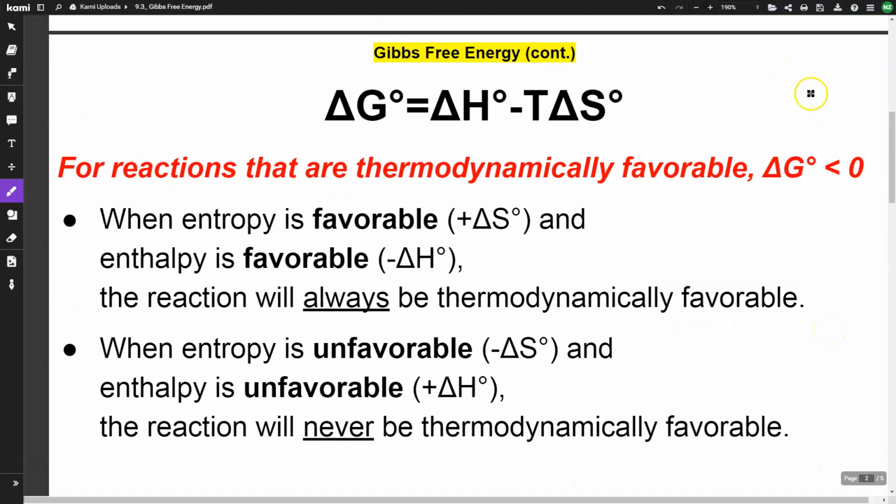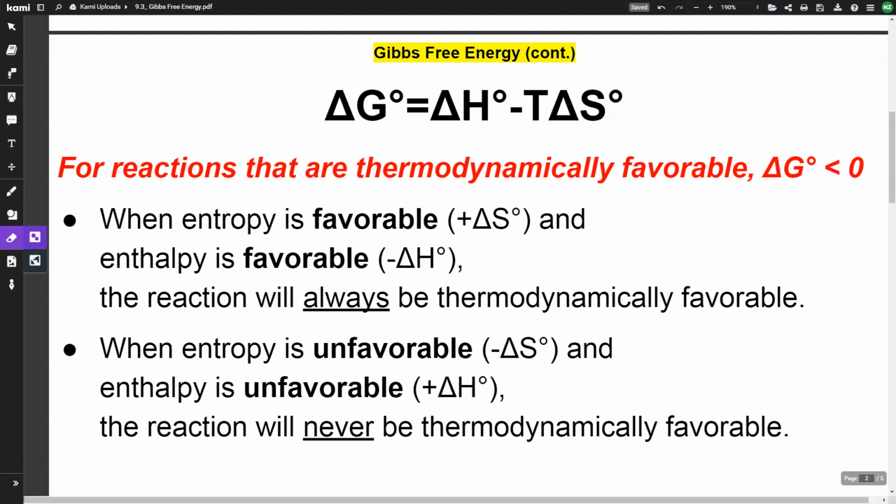Okay, so here's our equation for Gibbs free energy. Delta G equals delta H minus temperature times delta S. Now I want to show you something. When entropy is favorable, that's when you have a positive delta S, and enthalpy is favorable, that's a negative delta H, you're going to have a thermodynamically favorable result because you're subtracting a positive number from a negative. That's going to result in a negative delta G.